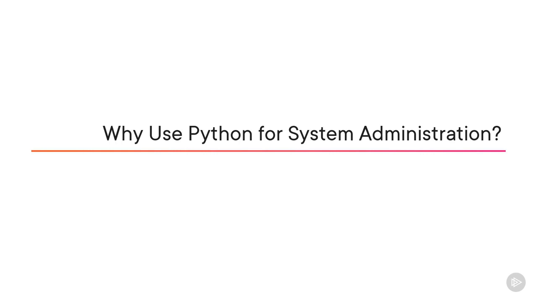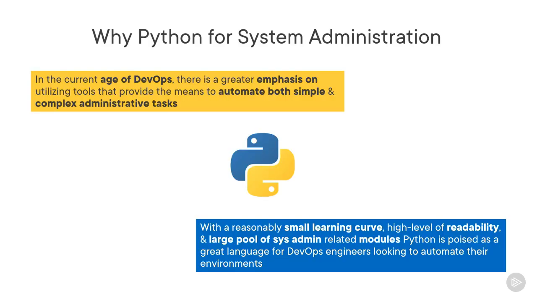Let's take some time now and explore why Python is a good choice for system administration. So we're currently in the age of DevOps, and this is forever transforming, but there's a huge emphasis on being able to automate both simple and complex administrative tasks in your environments. Now, with something like Python, there's a small learning curve to getting up to speed on the language, and the code is very readable and easy to start writing scripts and automation in. And it can help with your system administration.